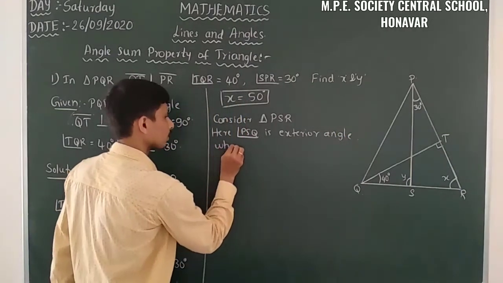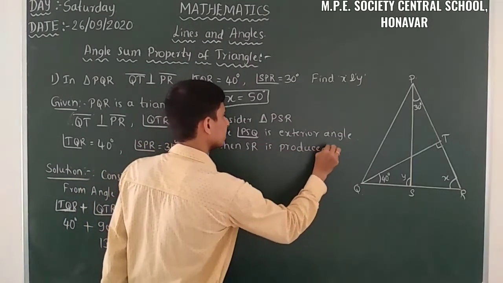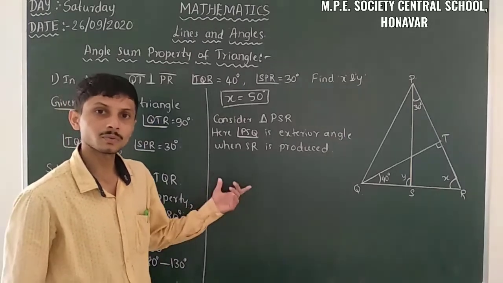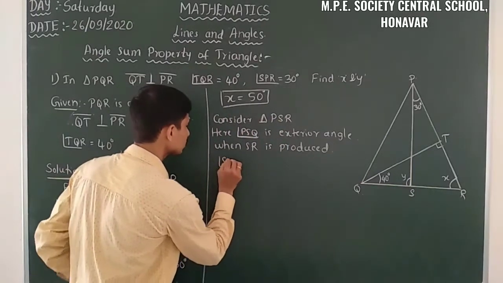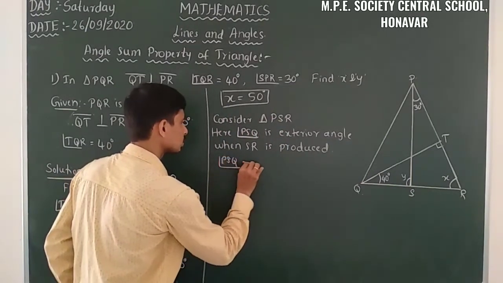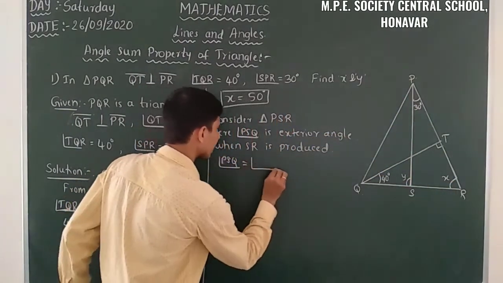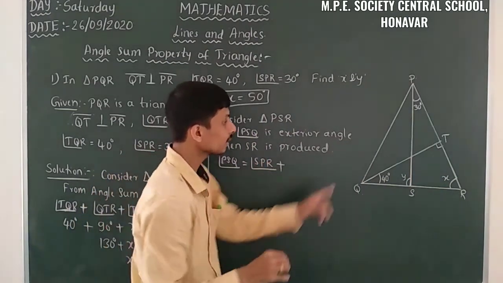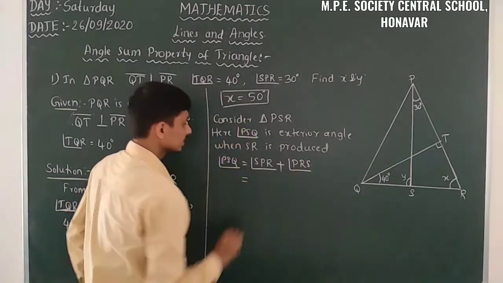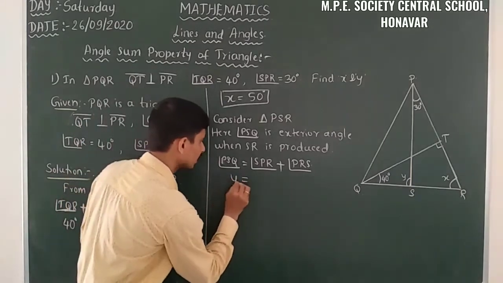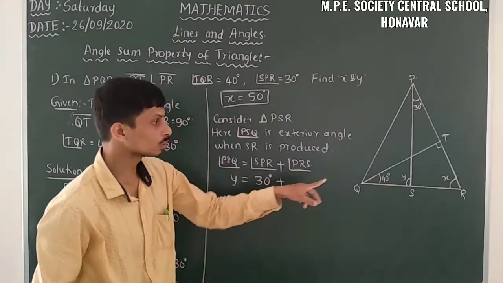When SR is produced, from theorem 6.8, what do we have? Angle PSQ is equal to the sum of the interior opposite angles, that is angle SPR plus angle PRS. So we have to find out the value of Y here. SPR is equal to 30 degrees plus PRS is equal to X.